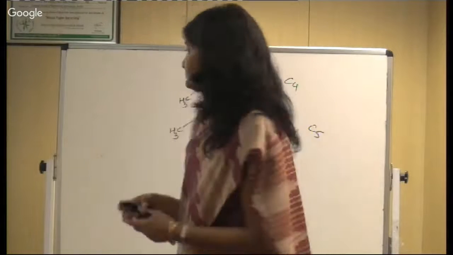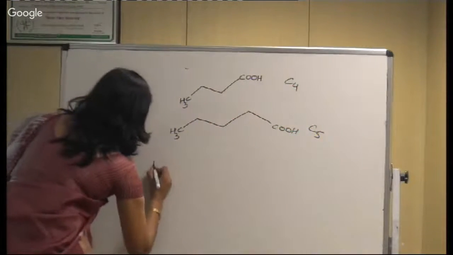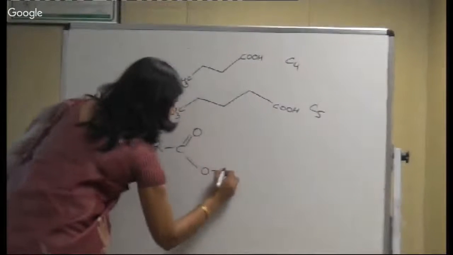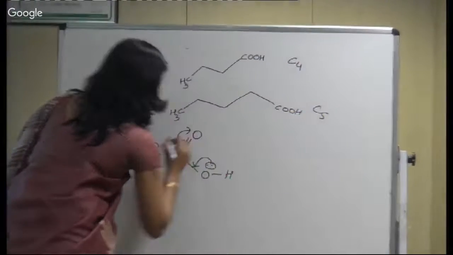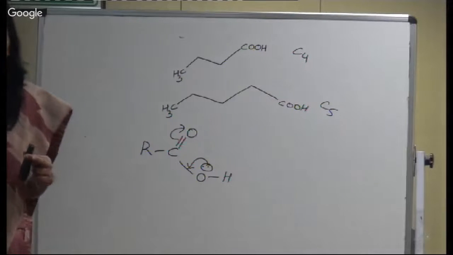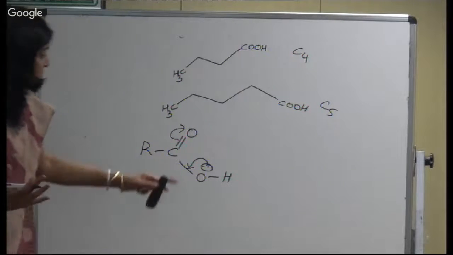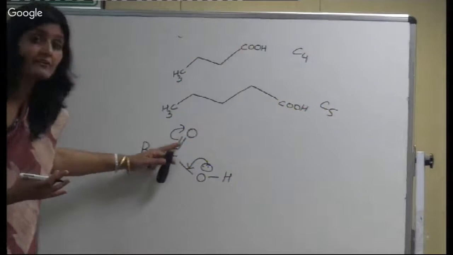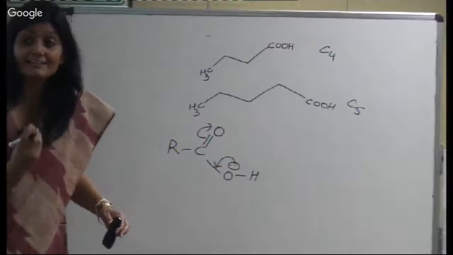Now, please understand that carboxylic acids are polar. They are more polar than alcohols. They are more polar than aldehydes and ketones. This higher polarity is because of the inductive effect of the carbonyl group, because of which the lone pair of electrons gets delocalized and the oxygen is acquiring a full negative charge.